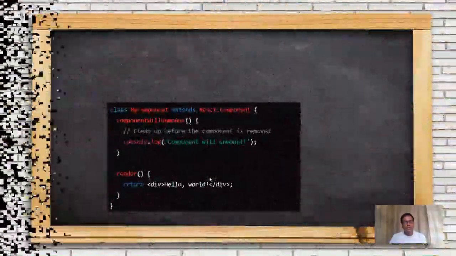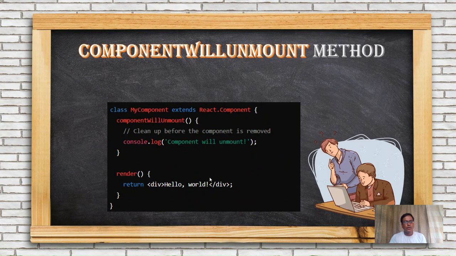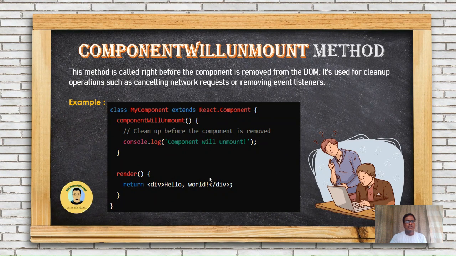Now, the last method is componentWillUnmount, which checks whether your component will be removed from the DOM, for cleanup purposes. It is called right before the component is removed from the DOM or destroyed. It is used for cleanup operations such as cancelling network requests or removing event listeners. As you can see in the example below, we have used componentWillUnmount for cleanup before the component is removed, and then the render method will be called.